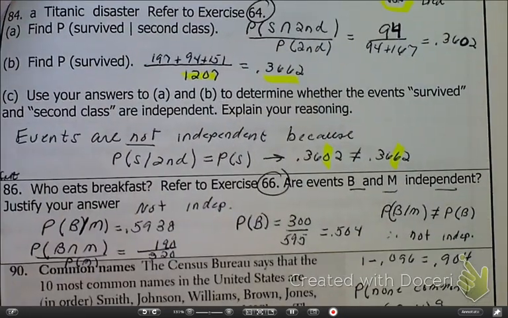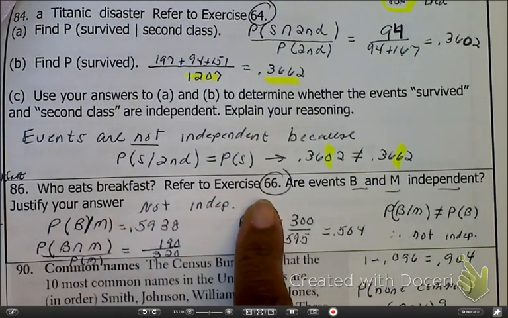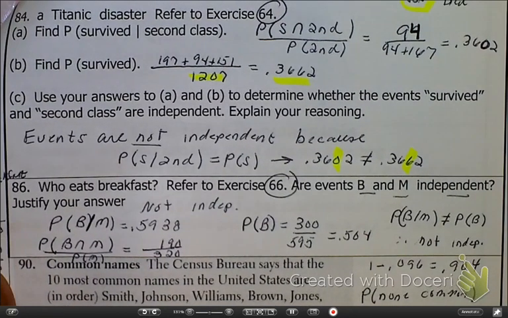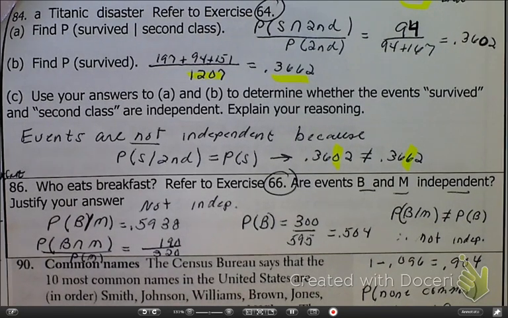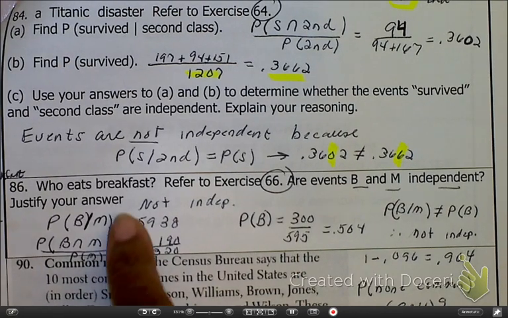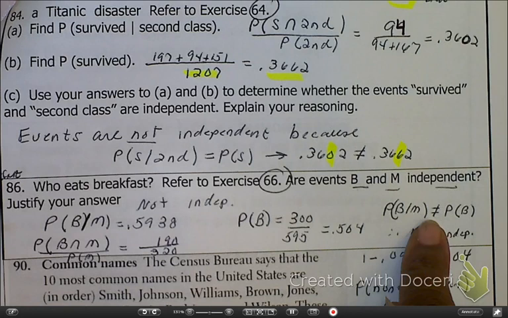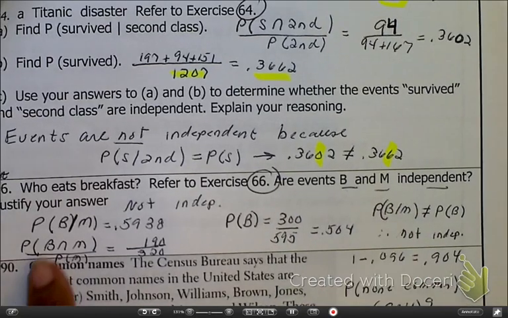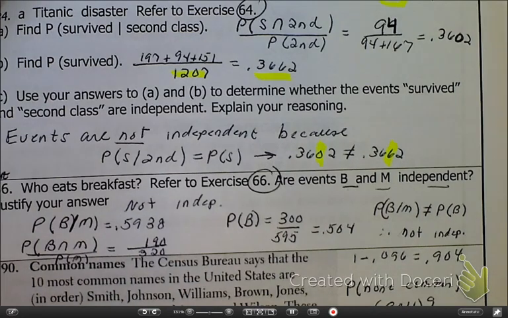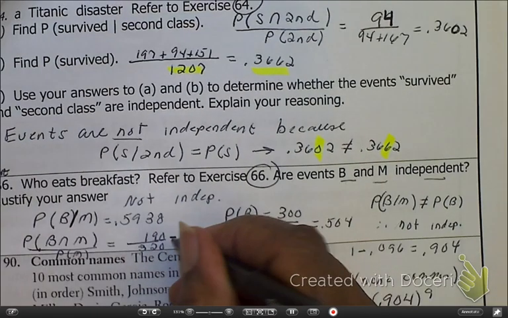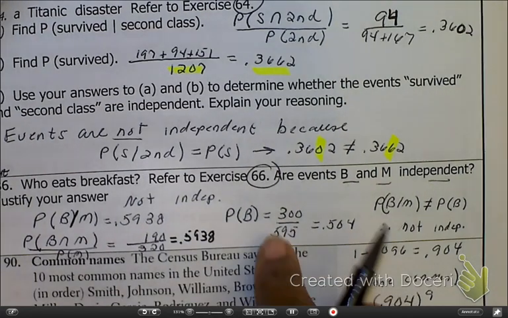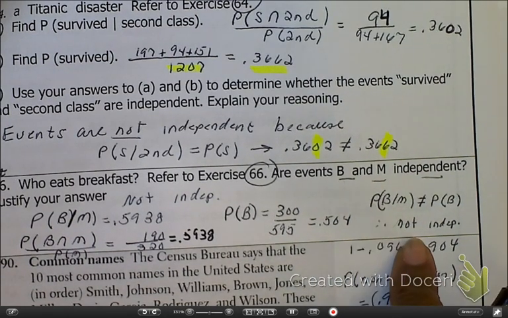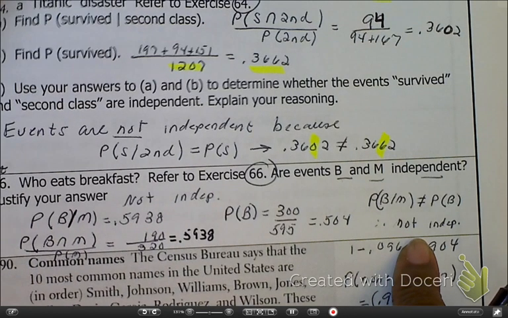Okay, as we continue on, problem number 86. Here, who eats breakfast? Refer to this problem. I just wrote down what we needed. This is either breakfast or not breakfast eaters, and M represents the males. To determine if they're independent or not, we're trying to see if these two equal each other. We found out that they didn't. So I had to find the probability of breakfast given males, and here's your formula. This equals 0.5938. Then I had to find the probability of just breakfast, which you have here. Since these two are not equal to each other, that means they are not independent.